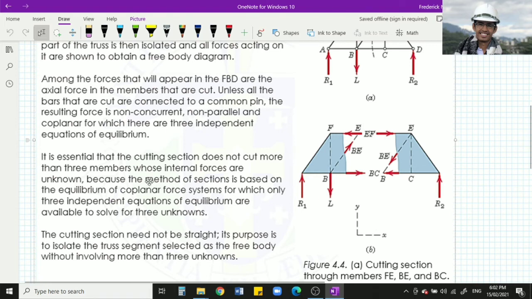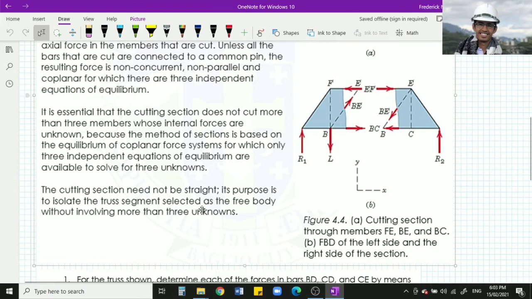Okay? So, it is essential that the cutting section does not cut more than 3 members whose internal forces are unknown. So, sa method of section, maximum lang dapat yung isi-section natin or yung dadaanan ng ating cutting plane. Okay? So, dapat 3 lang. Hindi pwedeng 4. Okay? So, always remember that.